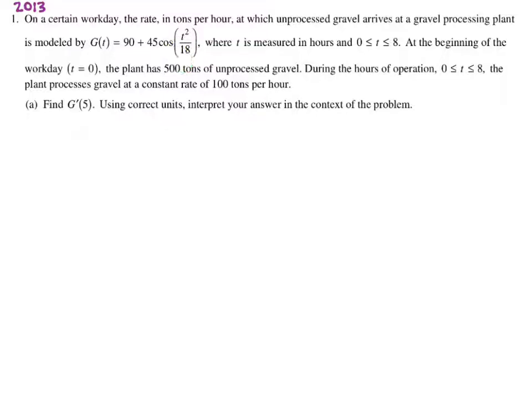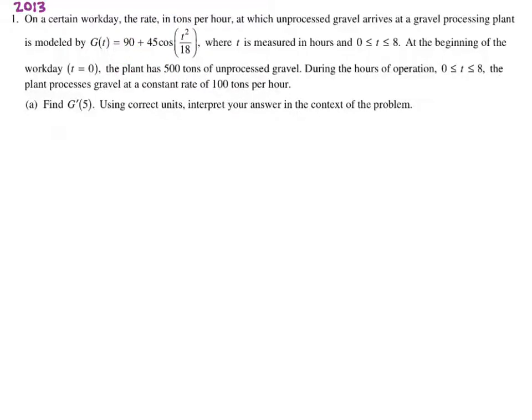All right. At the beginning of the workday, and the beginning of the workday is t equals 0, the plant has 500 tons of unprocessed gravel. So this is an initial condition. It's hidden in words, but we have an initial condition for the amount of gravel of (0, 500). It says during the hours of operation, from 0 to 8, the plant processes gravel at a constant rate of 100 tons per hour.